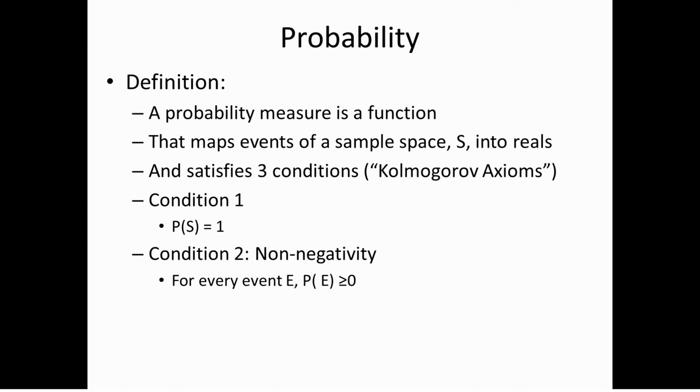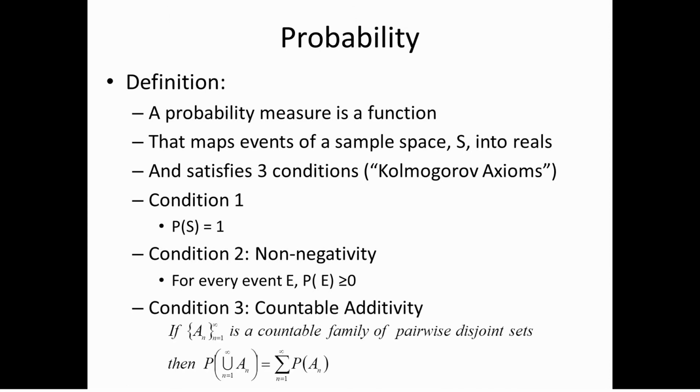And so these two kind of make sense. We think of the probability as a number from 0 to 1, and we think of the probability of being in the sample space as 1. The next condition is not so obvious, though. It's called countable additivity. And it says that if we have a countable family of pairwise disjoint sets, in other words, the intersection of any two sets is the null set, then the probability of the union of those sets is equal to the sum of the probability over all those sets. That's a very useful fact. We're going to use that a lot.